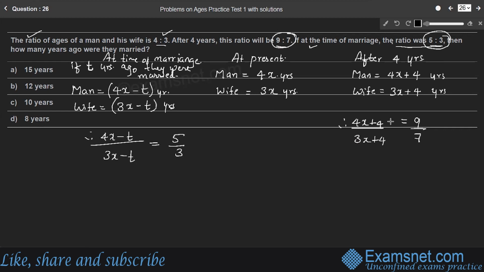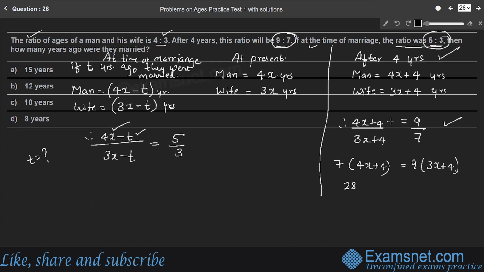So how many years ago they were married? That we need to find, the value of T here. So T years ago they were married. What is the value of T? For that we need the value of x here, in 4x minus T. We have to substitute the value of x. For that we'll consider the ratio of their ages after 4 years. In this case, we can easily find the value of x using this equation. So 7 into (4x plus 4) is equal to 9 into (3x plus 4).